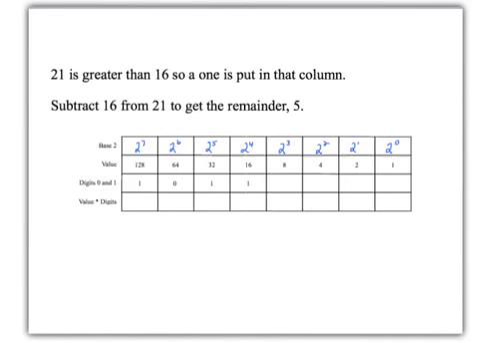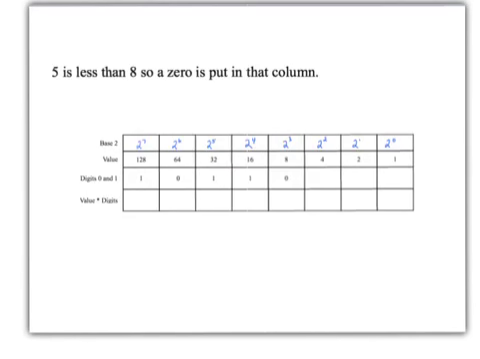We repeat the same process for the next column with 16. That results in putting a 1 in that column. Subtract 16 from 21 to get the remainder 5. I'm hoping you're catching on by now, so I'm going to go through the next couple of slides pretty fast.